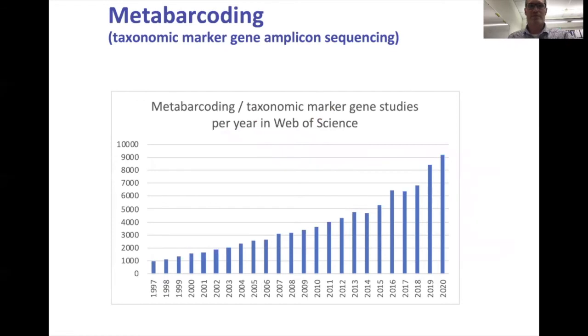So metabarcoding is a widely popular approach already, and it is steadily increasing in popularity. Last year about 10,000 studies were published with metabarcoding, and these include from 1 up to thousands of samples. So it's a huge number of samples that are being sequenced using this method every year.